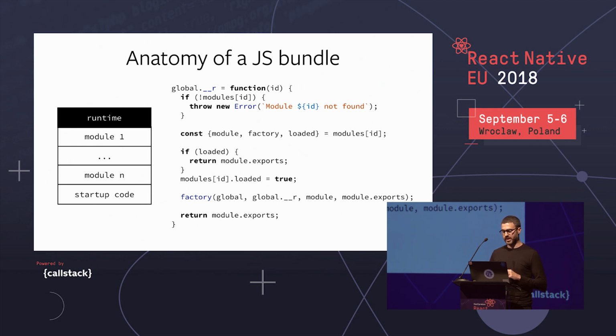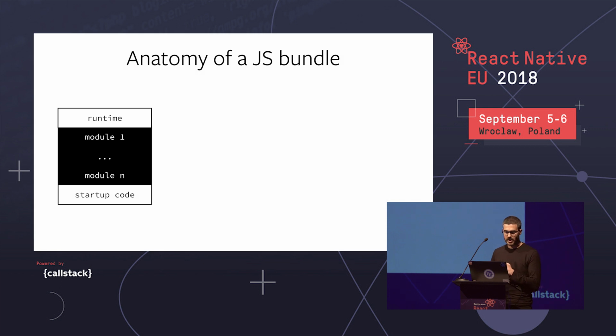The last thing of the require function is to return the module.exports, which basically will return the exported value of that module. So that was the runtime. Now let's see how the actual modules get included in the bundle.